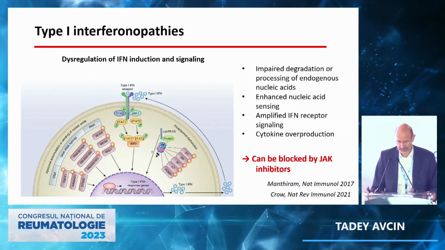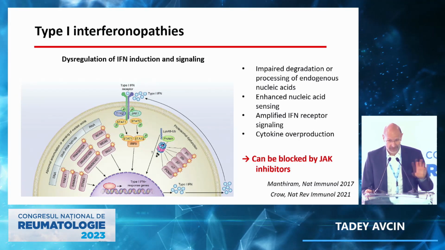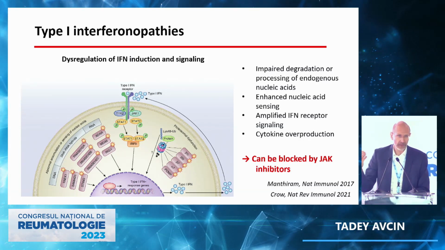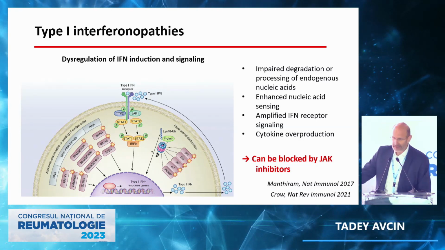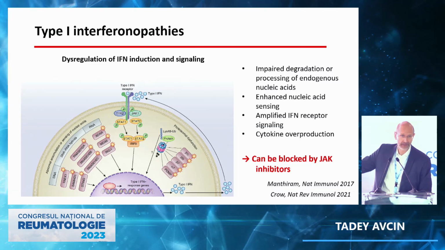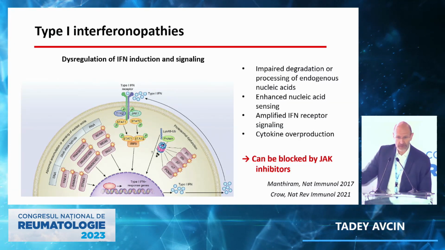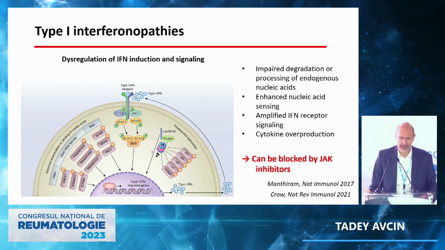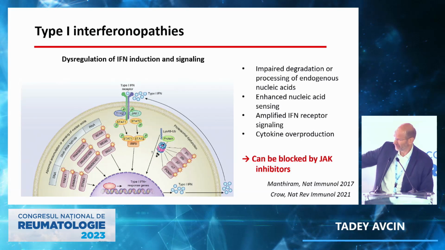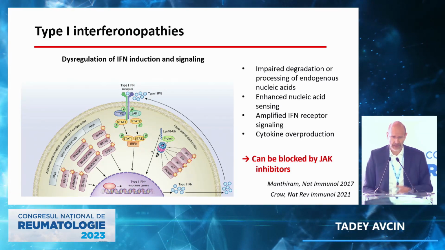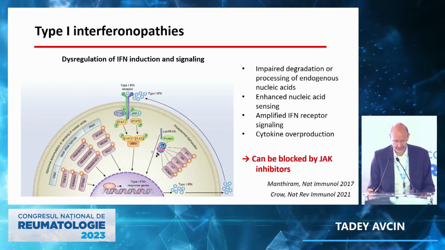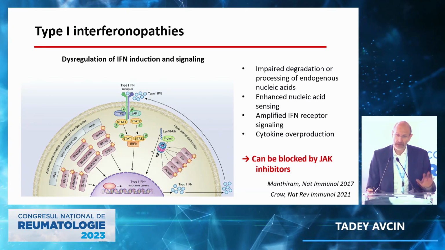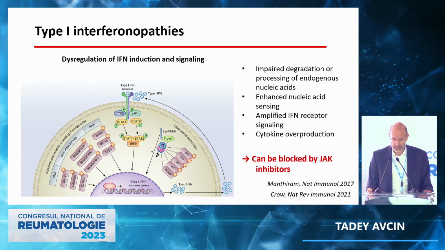several autoimmune manifestations. For type 1 interferonopathies, you can see on the left-hand side we have sensors of DNA, DNA-RNA hybrids, and RNA. These are sensors of endogenous nucleic acid, and in different parts of this signaling cascade you can have monogenic defects that cause enhanced interferon production, and partially this could be blocked by JAK inhibitors.